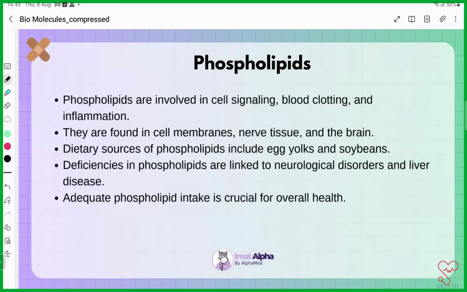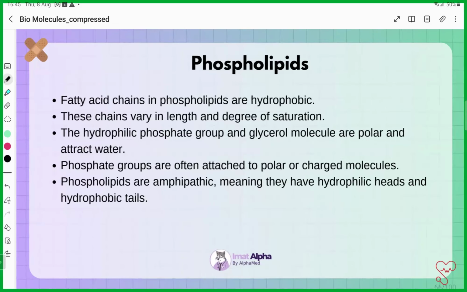Fatty acid chains in phospholipids are hydrophobic. These chains vary in length and degree of saturation. The hydrophilic phosphate group and glycerol molecules are polar and attract water. Phosphate groups are often attached to polar and charged molecules. Phospholipids are amphipathic, meaning that they have hydrophilic and hydrophobic characters.